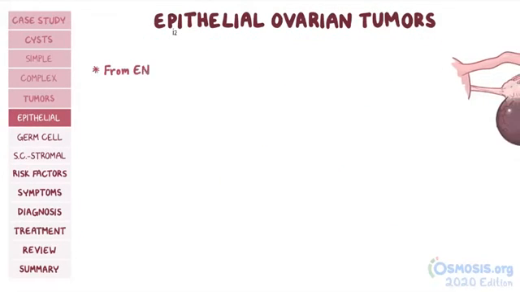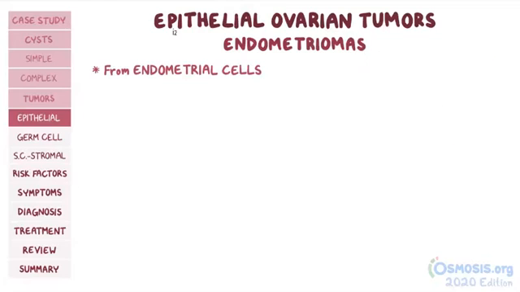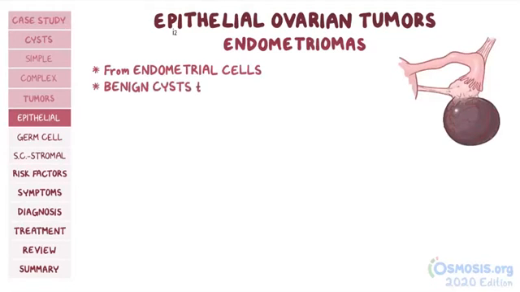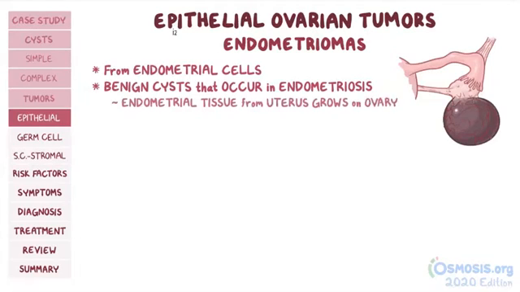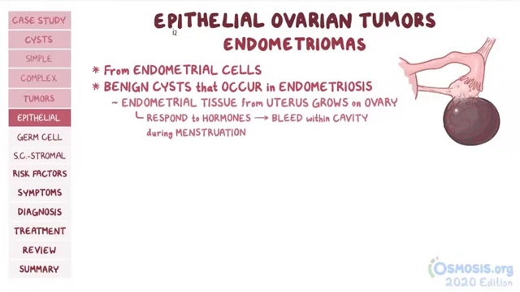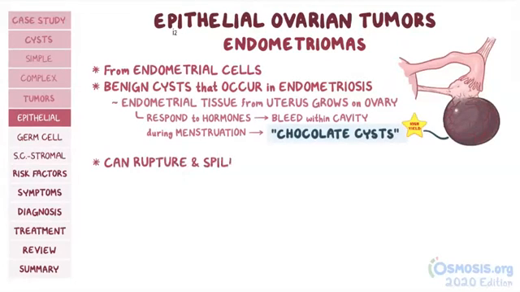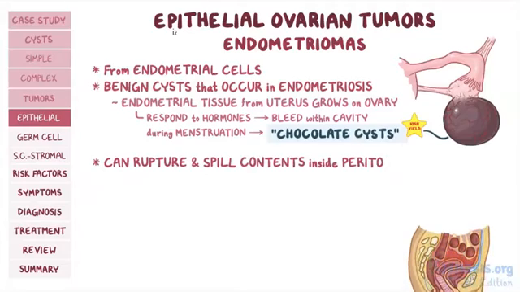So then we've got tumors from endometrial cells, which are called endometriomas. These are benign cysts within the ovary that occur in endometriosis, which is when endometrial tissue from the uterus grows on the ovary. Because they're functionally the same as the endometrial tissue inside the uterus, endometriomas respond to hormones just like the uterus would. And because of this, endometriomas tend to bleed within the cyst cavity during menstruation, and over time they fill up with old blood that turns a dark brown color. Hence, examiners love to call them chocolate cysts. If these cysts get too large, they can rupture and spill their chocolate-like contents into the peritoneal cavity.